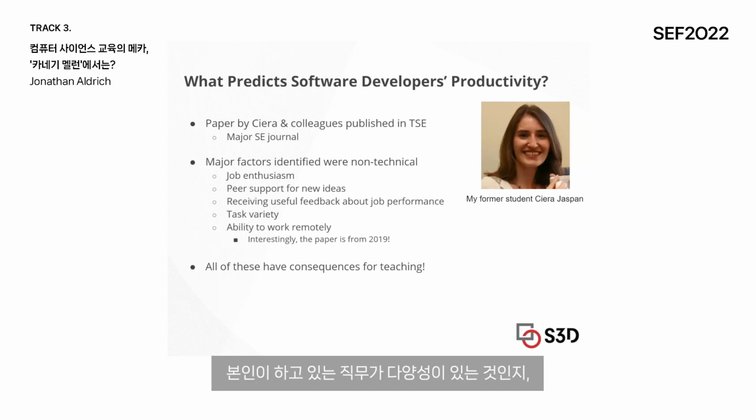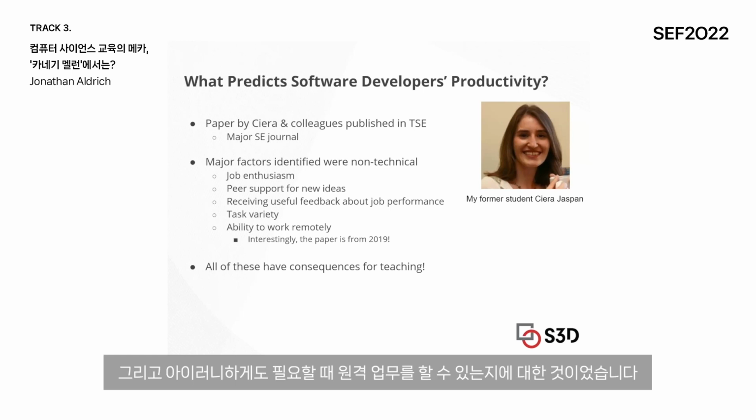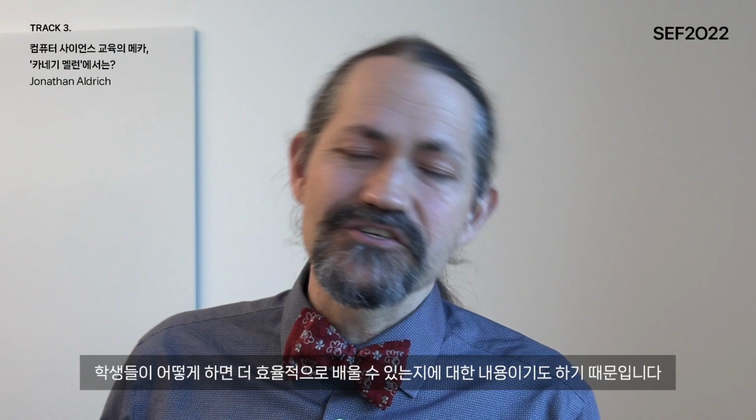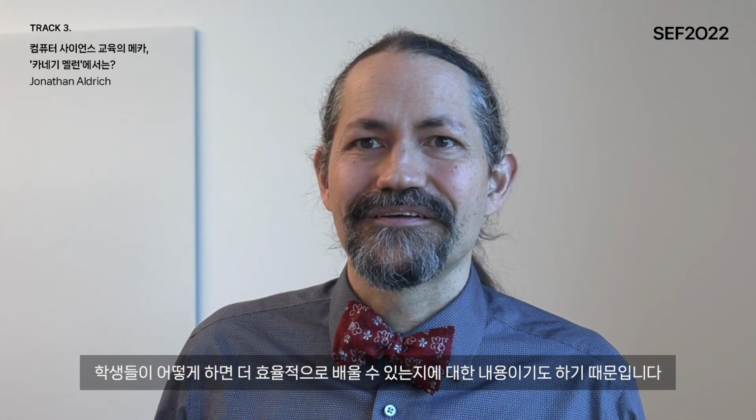What kind of variety do you have in terms of the tasks that you do? And here's one that's kind of ironic, the ability to work remotely when you need to. Interestingly, this paper was from 2019, and we all worked a lot remotely shortly after the paper was published. Now, these are interesting for understanding how to make people more productive on the job, but they're also interesting for teaching, because a lot of these ideas can also make students learn more effectively.